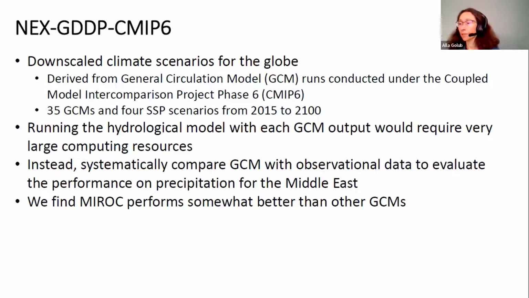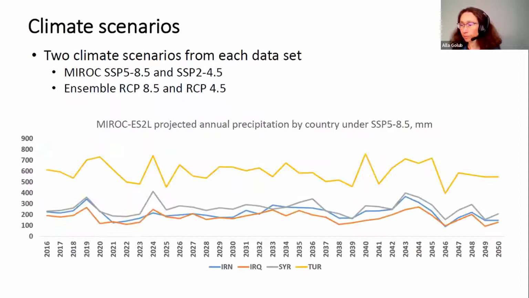So instead, we systematically compared GCMs with historical observations to evaluate GCM performance on precipitation metrics for the Middle East. We found the MIROC model performs somewhat better than other GCMs. So we have 2 climate datasets, NEX-GDDP-CMIP6 and the ensemble.